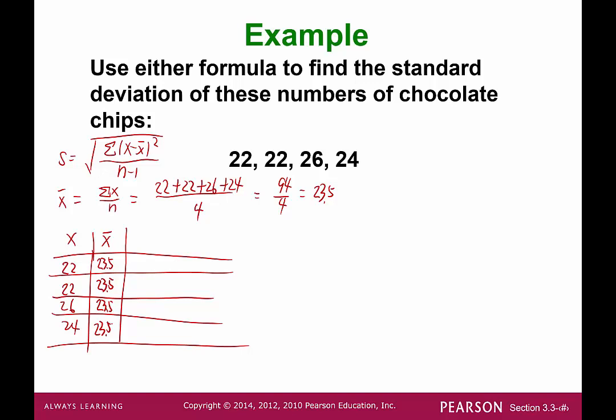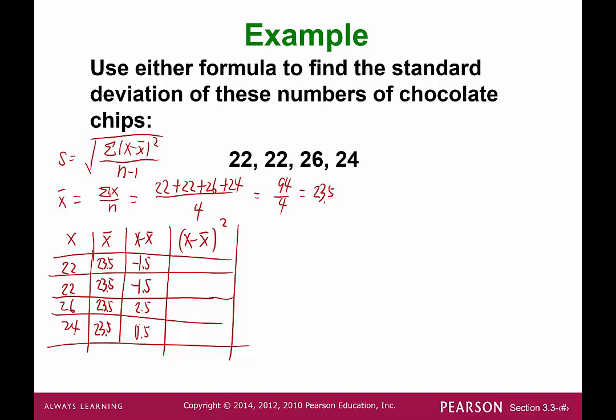So first step, we're going to calculate the difference, and after that we calculate the square. So x minus x bar first, then x minus x bar squared. Find the difference: 22 minus 23.5 is negative 1.5, negative 1.5. 26 minus 23.5 is 2.5. And 24 minus 23.5 is 0.5.